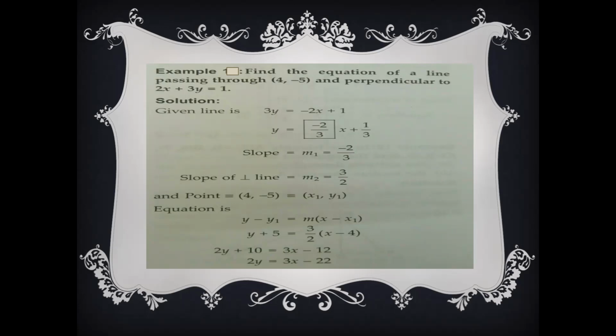So easily we can apply the same equation, point slope form, y minus y1 equal to m times x minus x1. Substitute the values of x1 and y1, which is 4 and minus 5. And instead of m, we can place 3/2 and calculate it. Simple transposing and everything operation. We get the final equation as 2y equal to 3x minus 22. I hope you understood this.